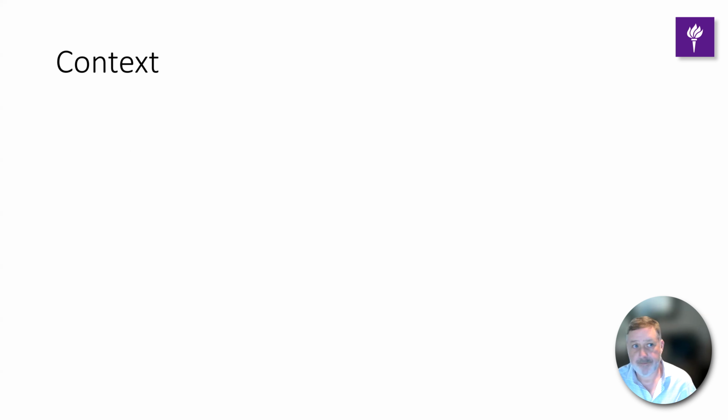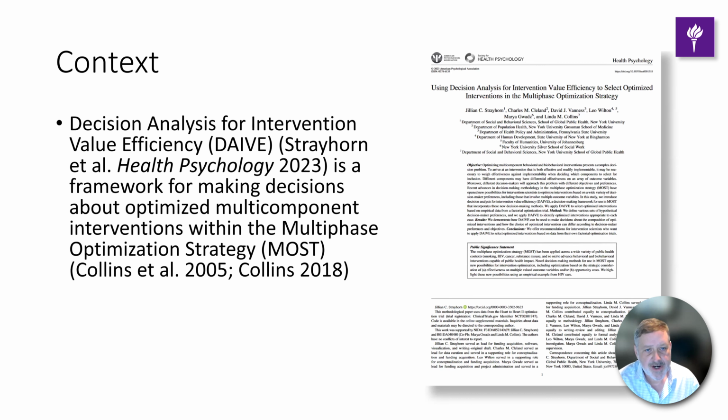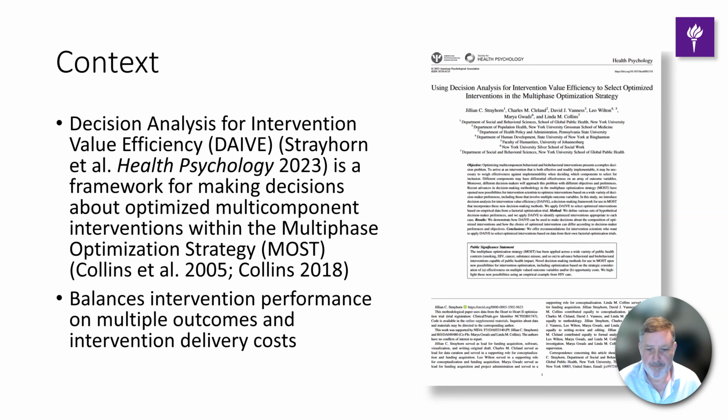So, a little bit of context. Decision analysis for intervention value efficiency, or DAIVE, was introduced in a very recent publication in Health Psychology. It's still an online-only format, I believe. But it's a framework for how to make decisions about which combination of components, or which combination of factors of different components in a multi-component intervention, should be considered optimized and should be advanced for further consideration, ideally in an evaluation RCT.